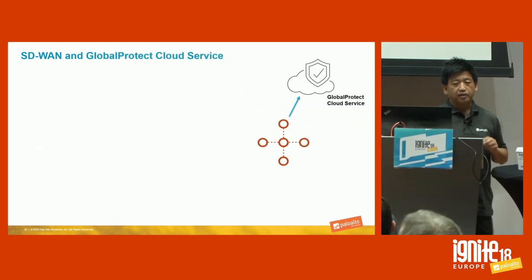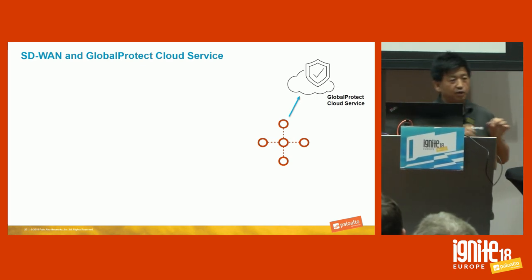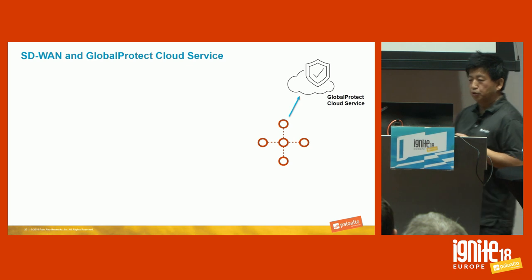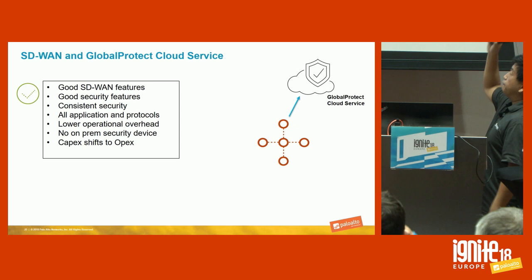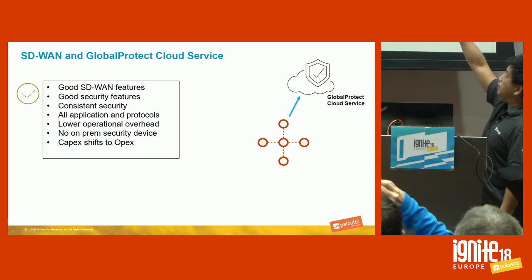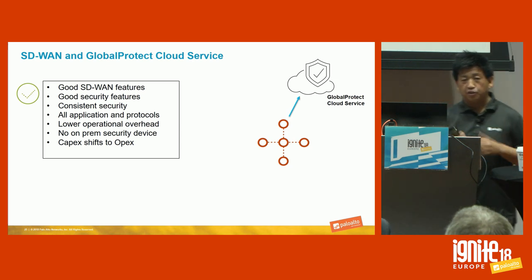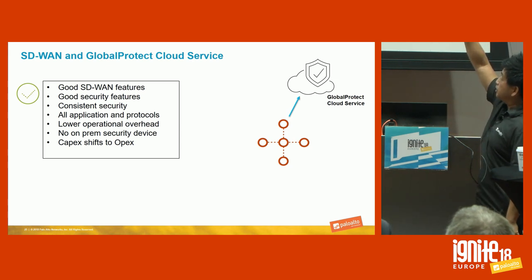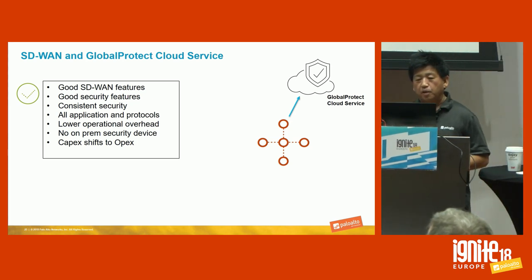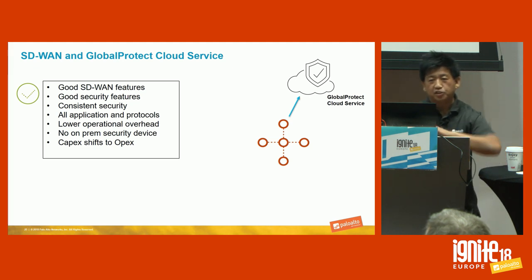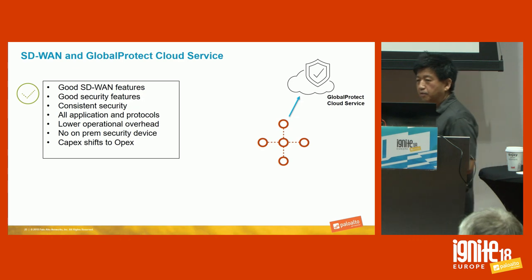SD-WAN with GlobalProtect cloud service works a little bit differently. From this standpoint, with GlobalProtect cloud service, the firewall is in the cloud service, not on-prem. The SD-WAN edge device hops into GlobalProtect cloud service in order to secure the traffic. So you have the IPsec tunnel coming from the SD-WAN edge device into GlobalProtect cloud service, but this is actually not as straightforward as it seems because there are a lot of SD-WAN vendors out there that do different things.